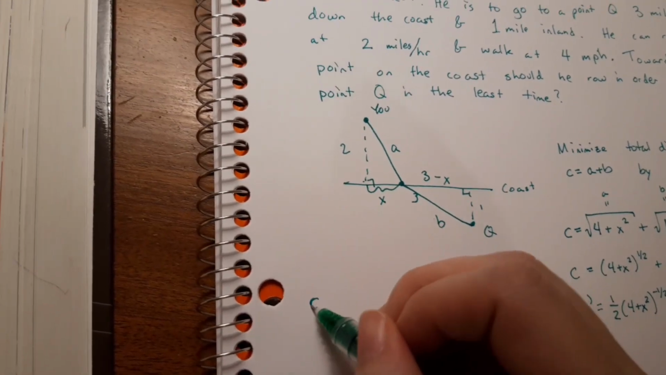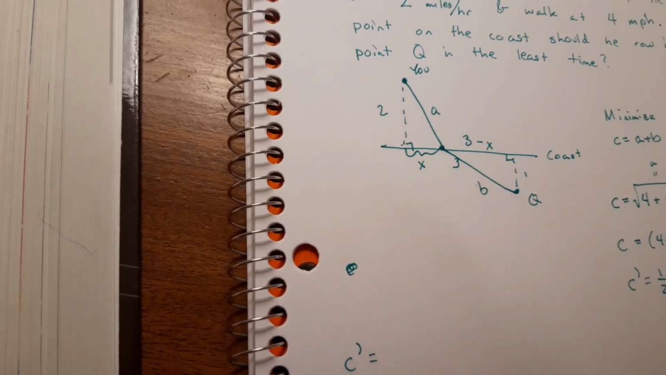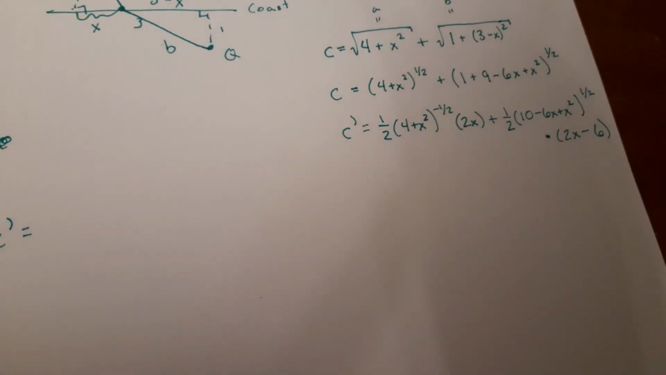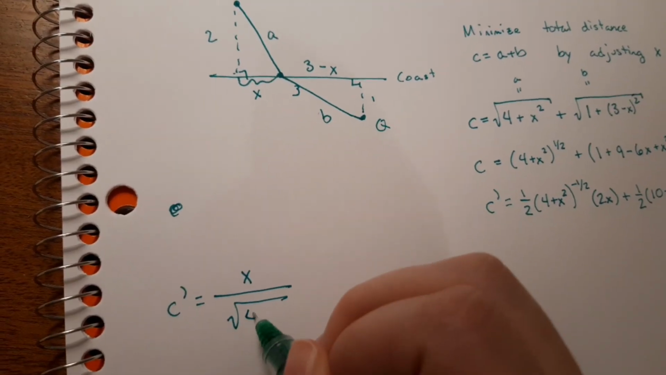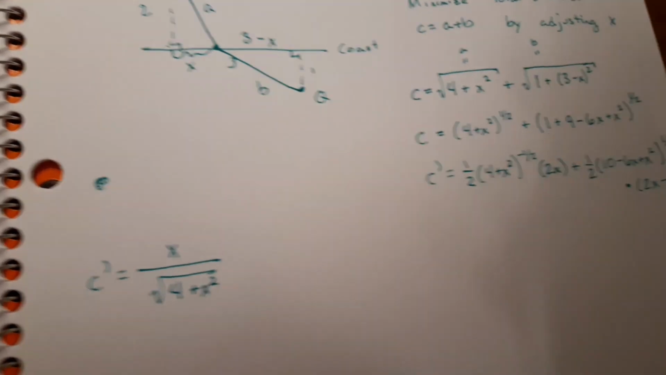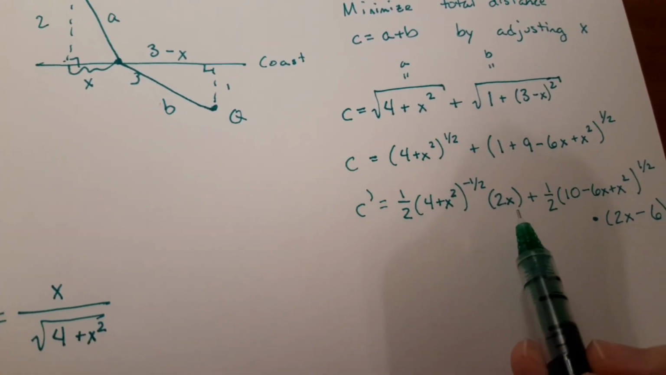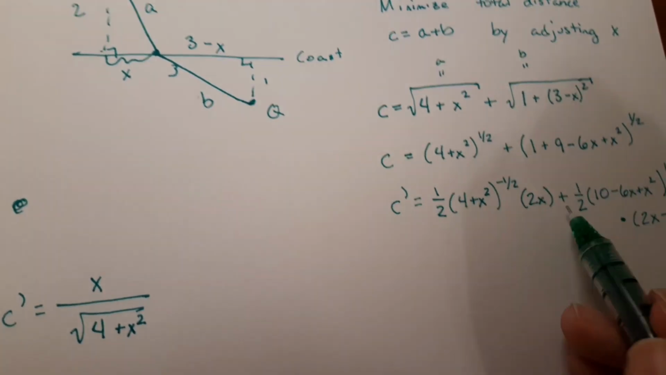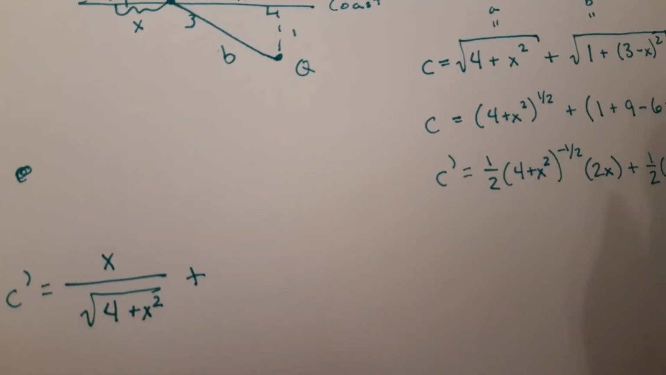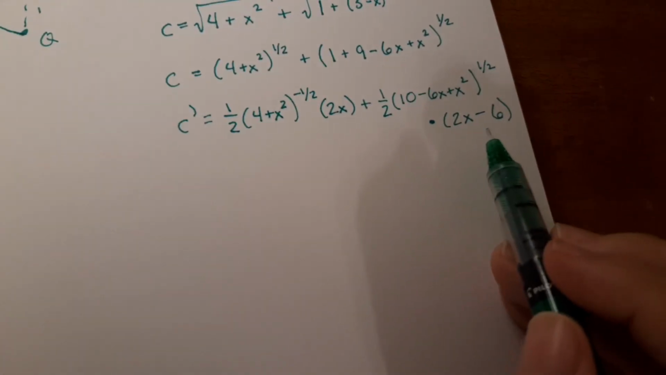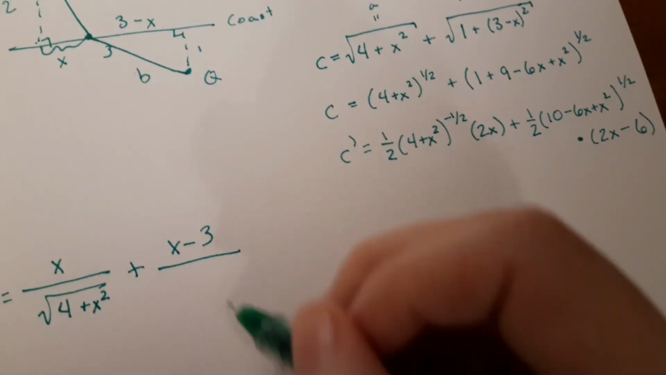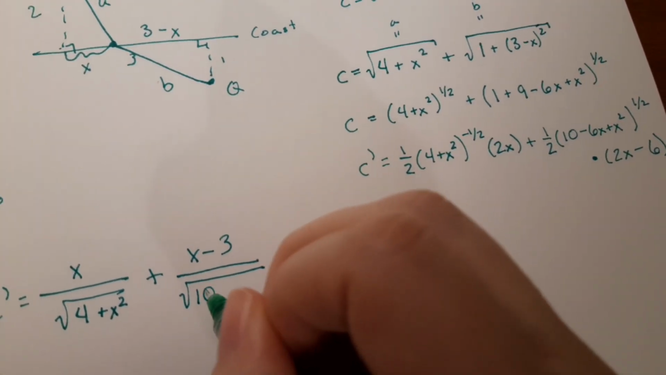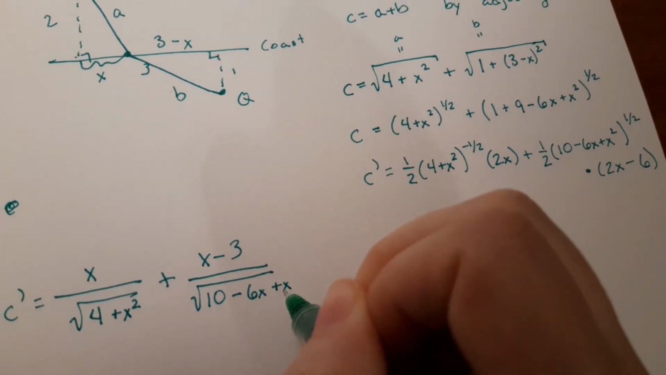All right, so let's rewrite this. So C prime, oh, I want to go down here where I have more room. So C prime is equal to, and when we rewrite it, it's going to be x over the square root of 4 plus x squared. So that's just this piece right here. So 1/2 times 2x is x, and then move this to the bottom in a square root, plus, and then here 1/2 of 2x minus 6 is just x minus 3. So we have x minus 3 over the square root of 10 minus 6x plus x squared.